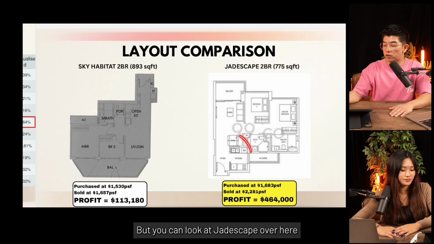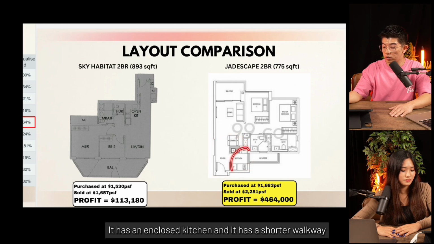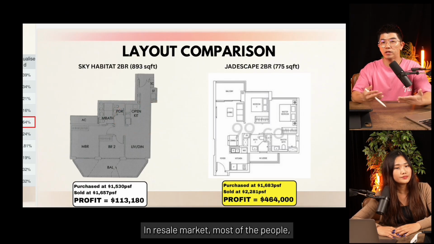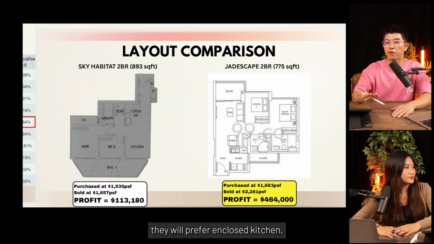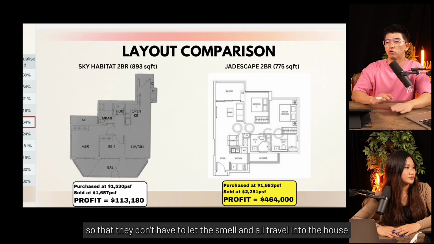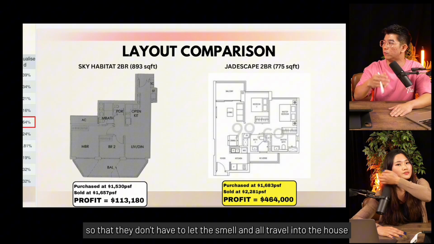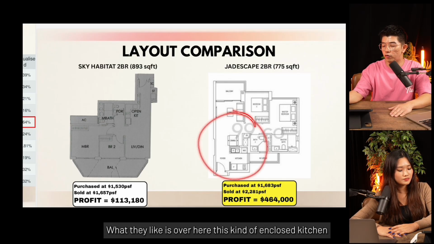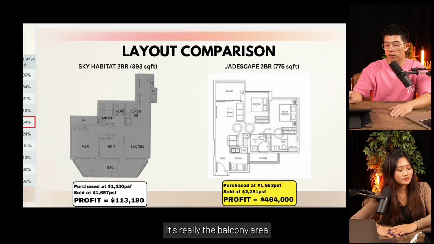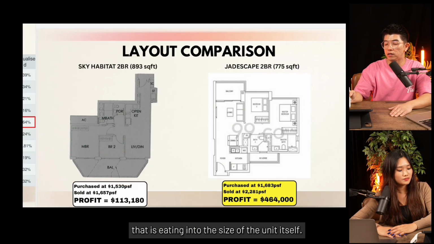But you can look at Jadescape over here. It has an enclosed kitchen and it has a shorter walkway. Whereas Sky Habitat has an open kitchen. In resale market, most of the people, they will prefer enclosed kitchen. Especially nowadays, people all prefer to cook so that they don't have to let the smell and all travel into the house. What they like is over here, this kind of enclosed kitchen. But the biggest thing of this layout, I feel, is really the balcony area that is eating into the size of the unit itself.